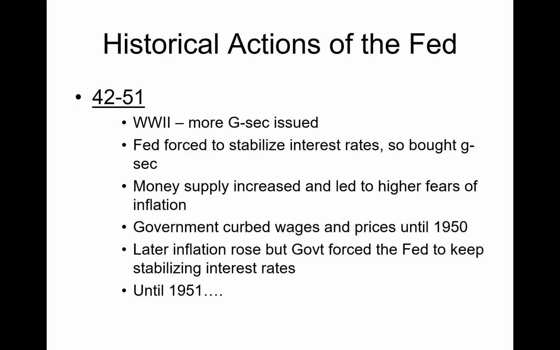Later, inflation rose, but the government also forced the Federal Reserve to keep stabilizing the interest rates until 1951. But what was happening was the government was selling bonds and was making the Federal Reserve keep buying them. So it was funding itself indirectly.